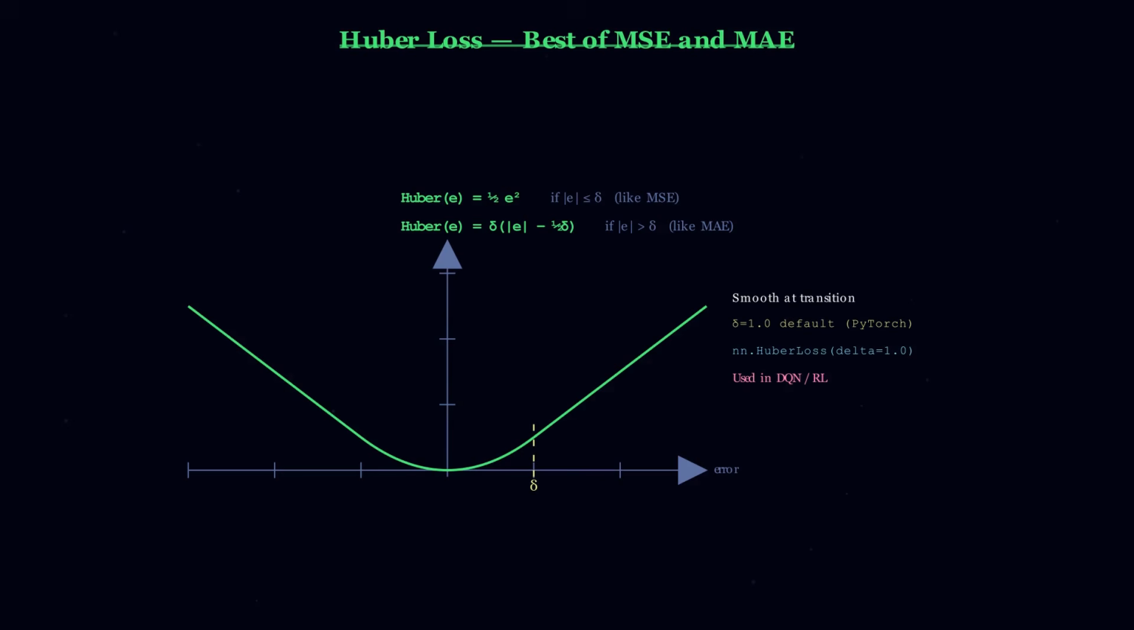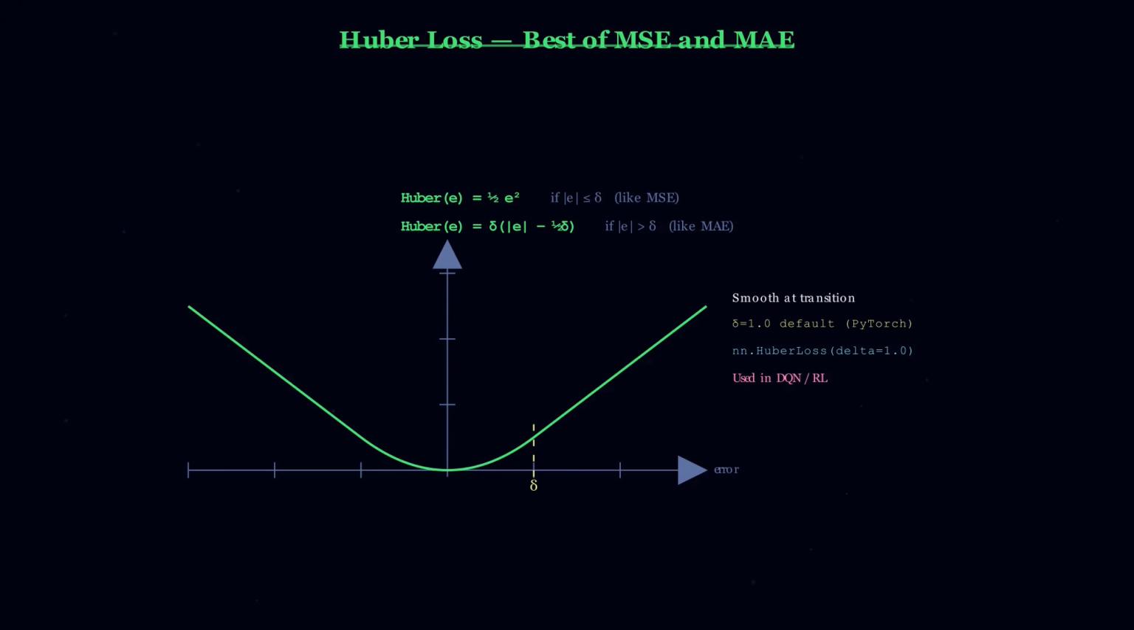The formula: if the absolute error is less than or equal to delta, Huber equals 1/2 times error squared. Otherwise, it equals delta times absolute error minus 1/2 times delta squared. This ensures the function and its gradient are continuous at the transition point.